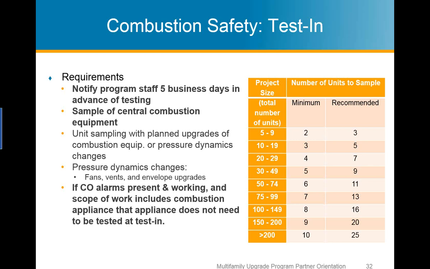One requirement that is new for 2016 is that if carbon monoxide alarms are present and working, and the scope of work includes a combustion appliance, that appliance does not need to be tested at test-in. So for example, if there are in-unit individual domestic hot water systems that are part of the scope of work, and there is a working CO alarm in the units, that particular appliance does not need to be tested at test-in. If for some reason the domestic hot water in this example is value engineered out of the scope of work, it will need to be tested at test-in. So that is one new requirement for the program.